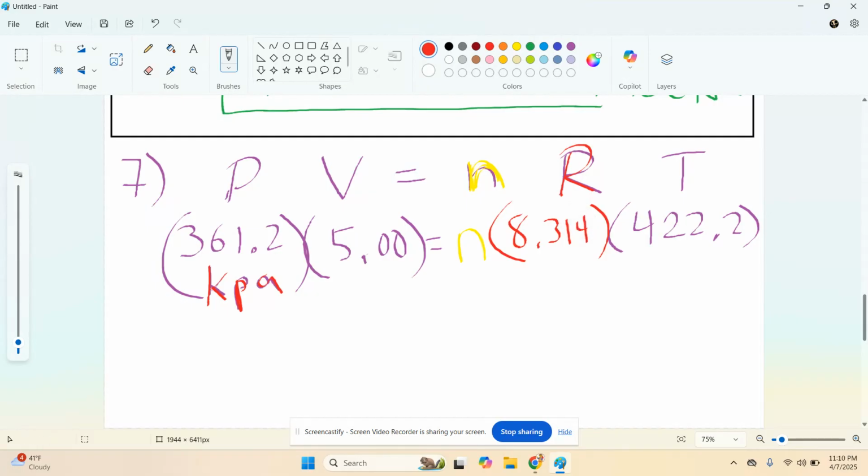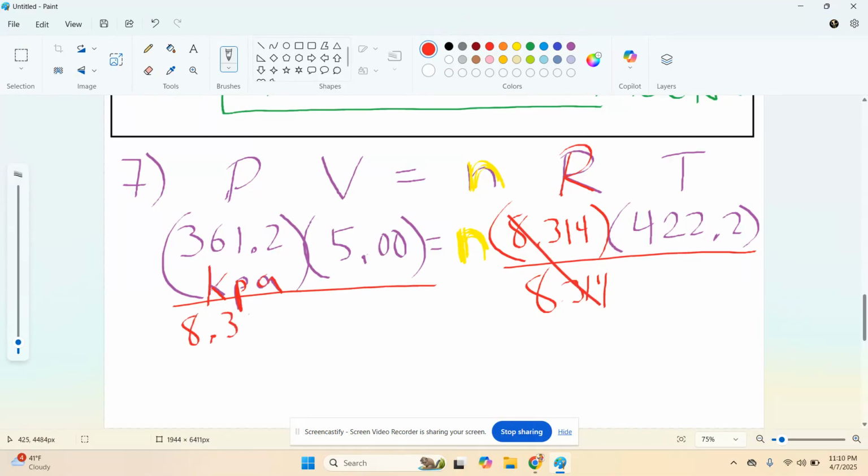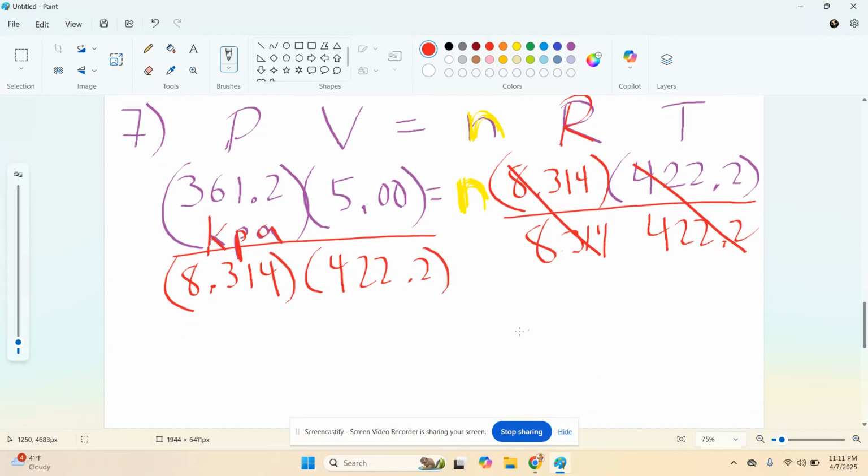Okay, so to solve for the number of moles, I've got to get this by itself, which means I need to divide both sides by 8.314, and I need to divide both sides by 422.2. There we go. Now, I've got to solve for this.